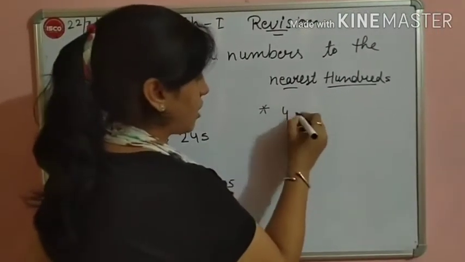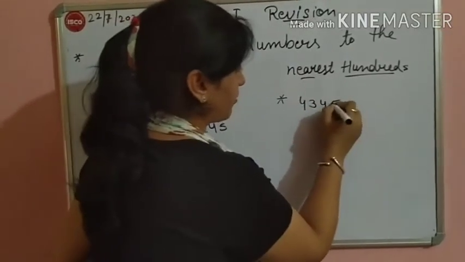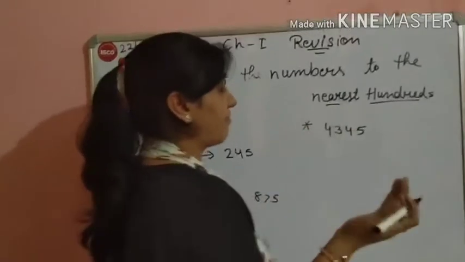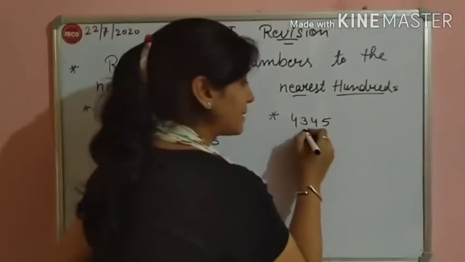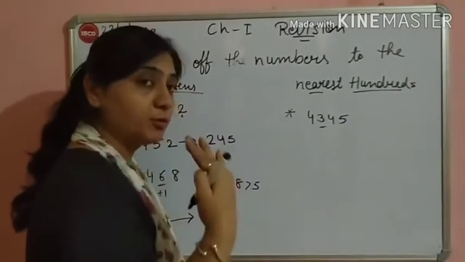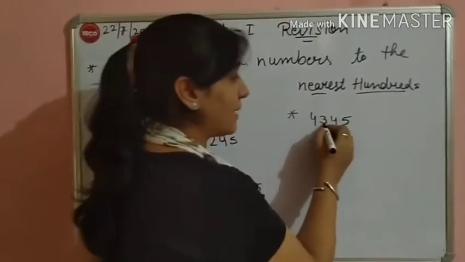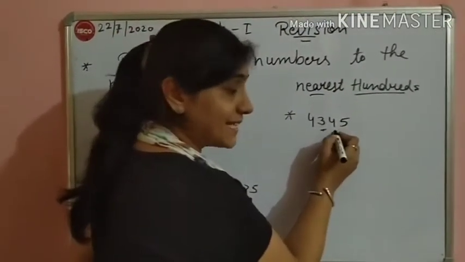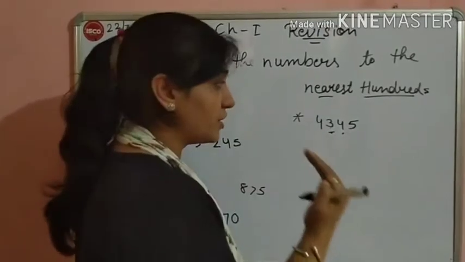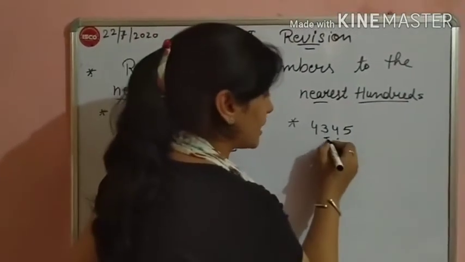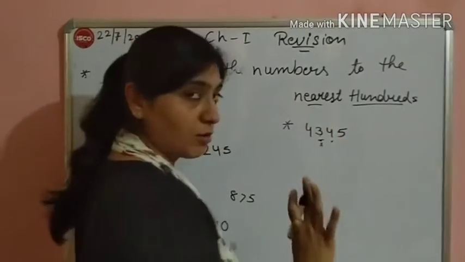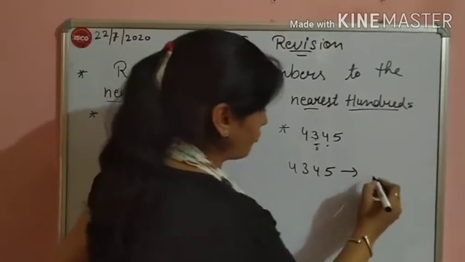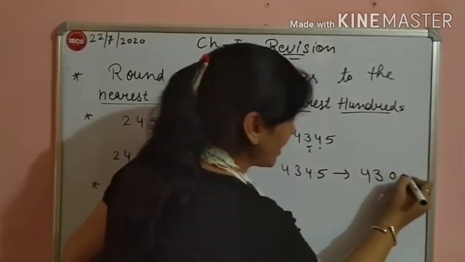The number is 4345, and we have to round it off to the nearest 100. So I have to check the right side digit of the 100 place. This is the 100 place digit, and its right side digit is 4, which is less than 5. So there is no change. 3 remains 3. So this number will be rounded off to 4300.